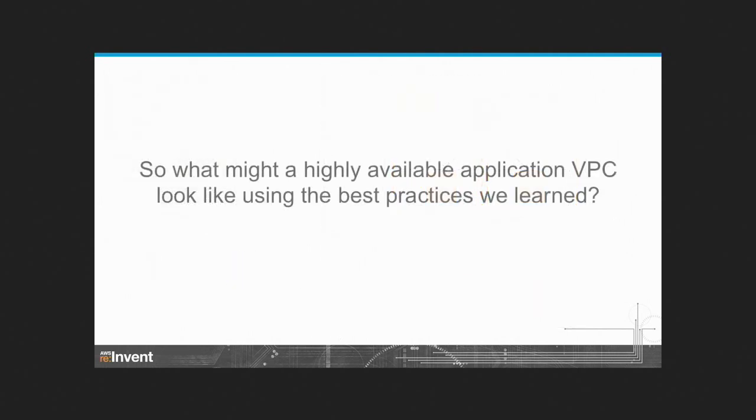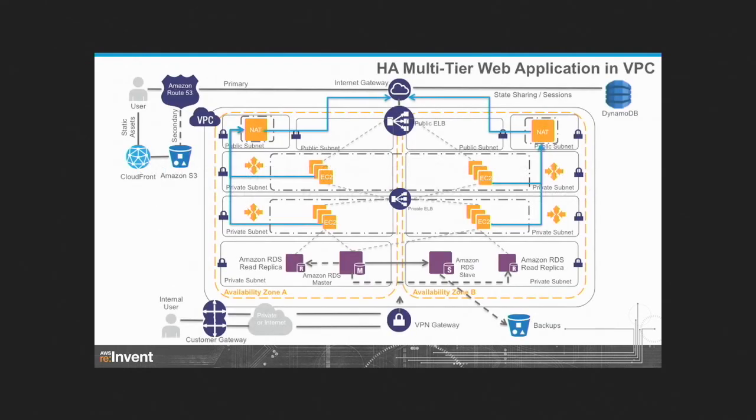So what might a highly available application like this look like inside a virtual private cloud with a lot of the best practices we learned? Here we've got our application. There's a lot going on here, but we separated all our subnets out by function, so if we choose to add ACLs later, we can.